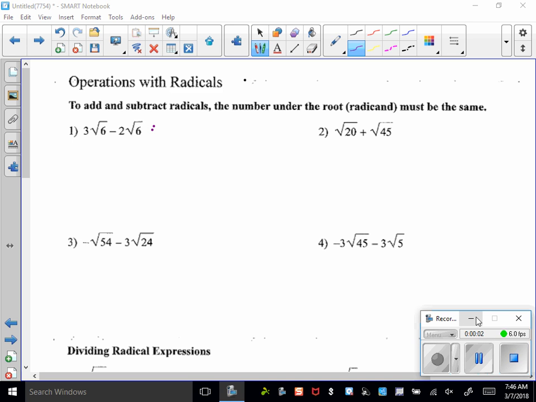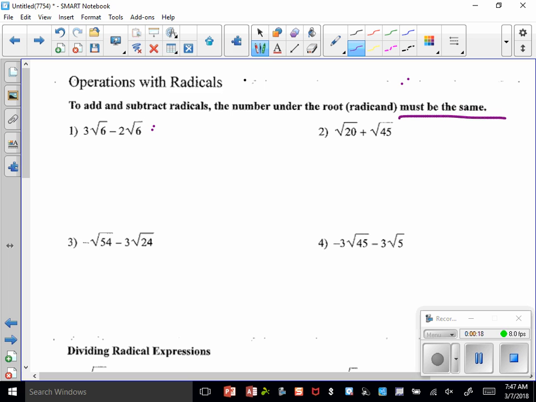All right, so on page 7, this is adding and subtracting with radicals, and you can only add or subtract radicals if they have the same radicand. Okay, so we know that the radicand is the number that's under the radical sign.